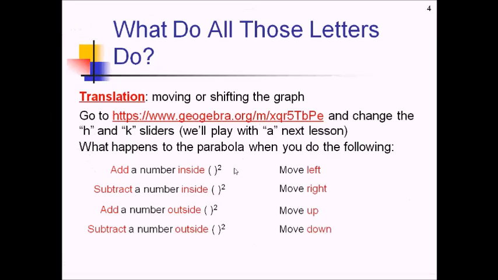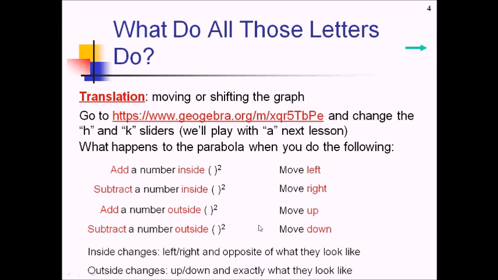So let's look at this pattern here. Inside was left-right changes, and adding made us go left, subtracting made us go right. That's kind of the opposite of what we expected. So we can draw the conclusion that inside changes are left-right and the opposite of what they look like. So these affect x values, and they do the exact reverse of what you think they're doing. When it looks like you're adding something to x, you're actually subtracting something. Now numbers outside, those affect the up-down, and they do exactly what it looks like they should. So if you're adding 5, for example, outside the squared parentheses, you are adding 5 to the y value. You're moving stuff up.